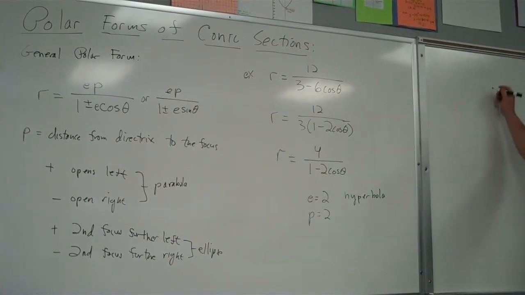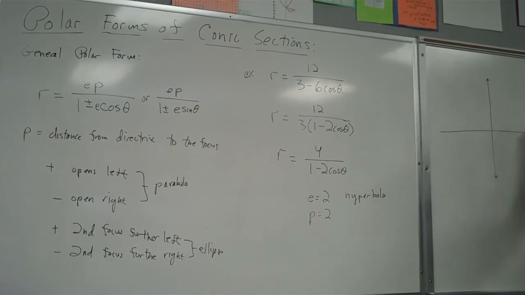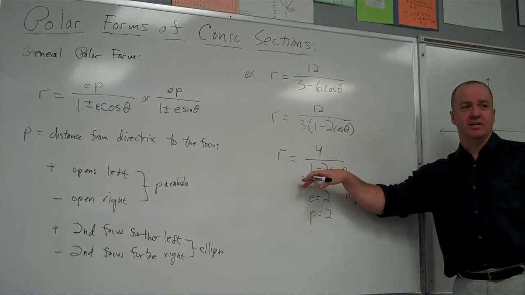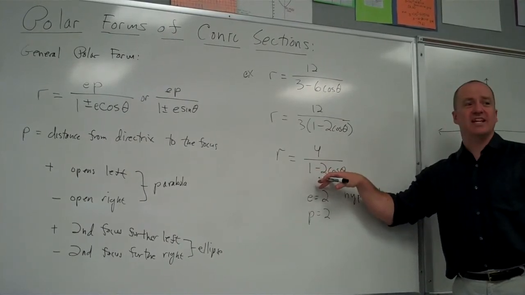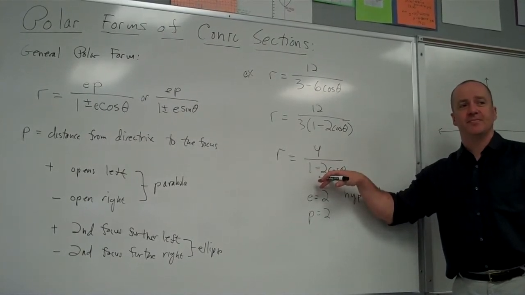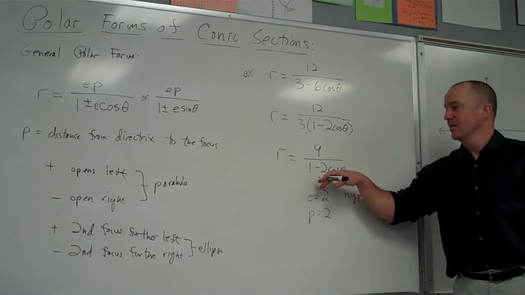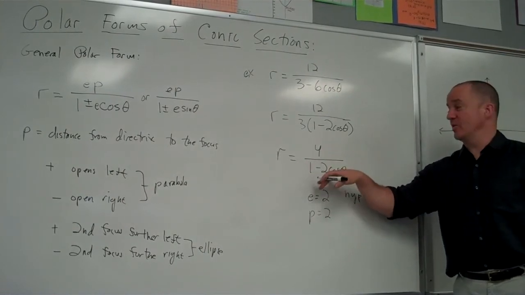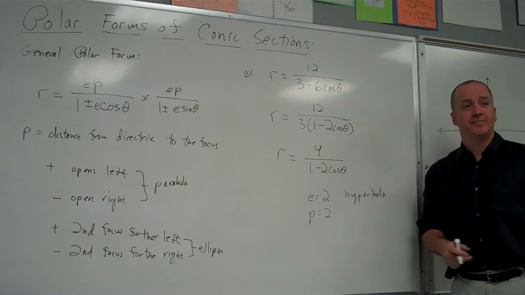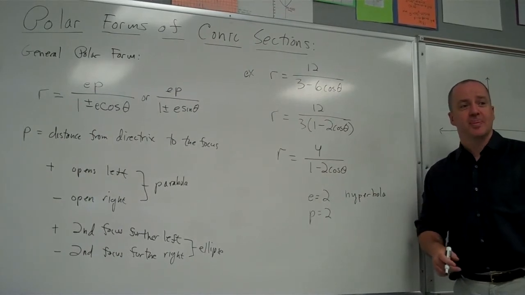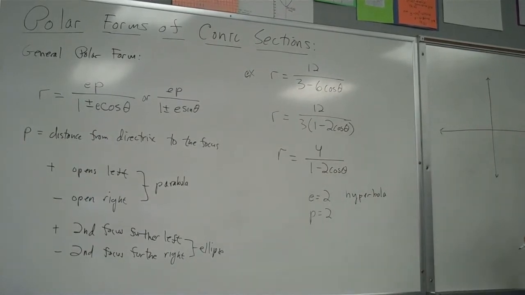Okay, we know it's a hyperbola. We know one of the foci is at the origin. Why do we know that e is 2? Because once this is equal to 1, then this coefficient is the eccentricity. Then how do we know p is 2? Because this top is ep, and if we know e is 2, what times 2 is 4? It's like magic.